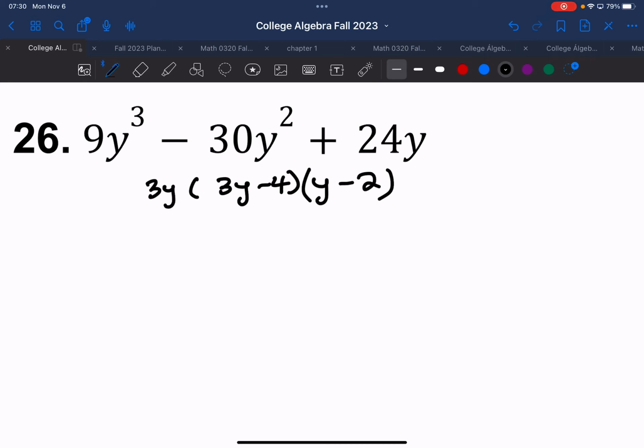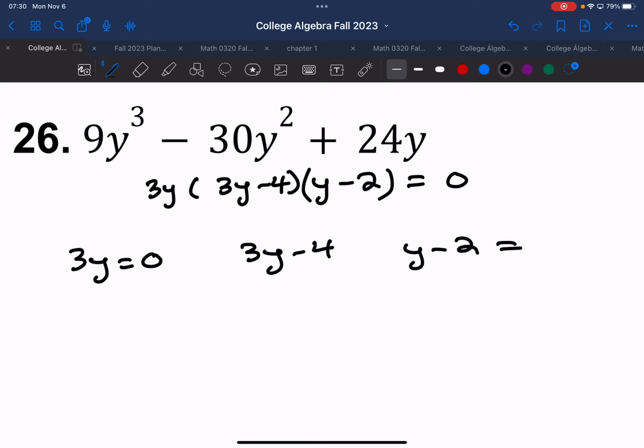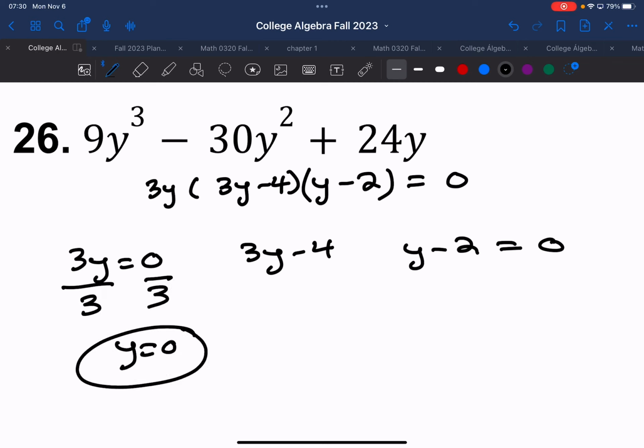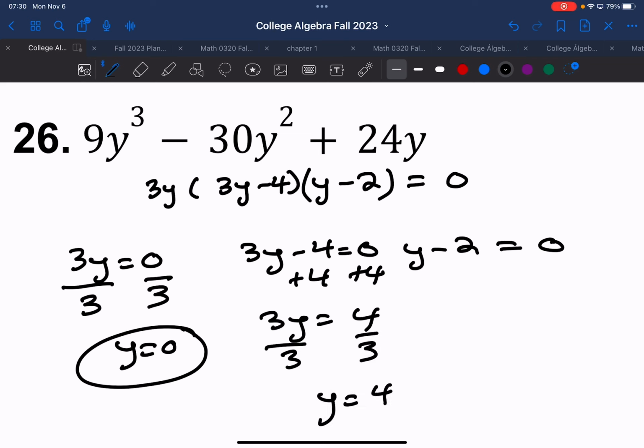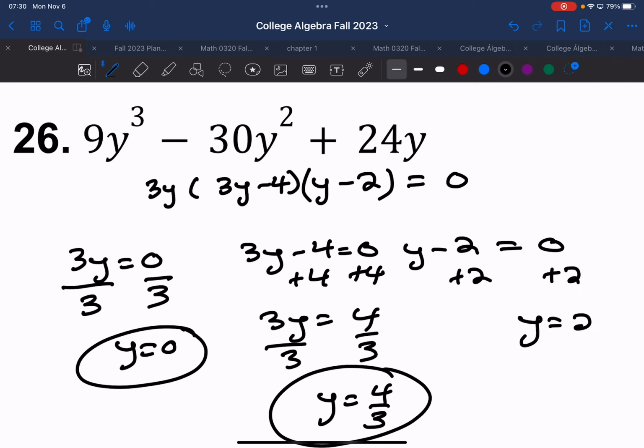So again, this tells us we're having how many terms equal to 0? 3. So go ahead and set them all equal to 0 and solve. Means we're having 3 answers here. 0. So is the GCF always going to equal 0?